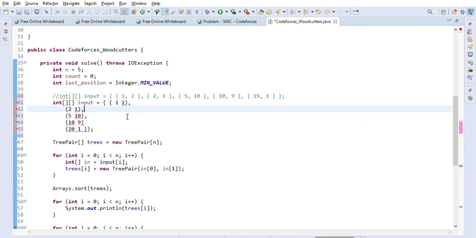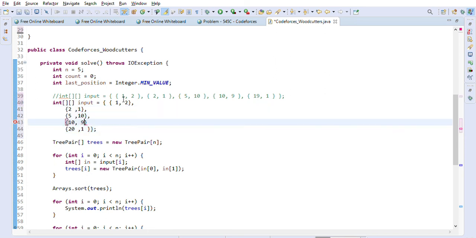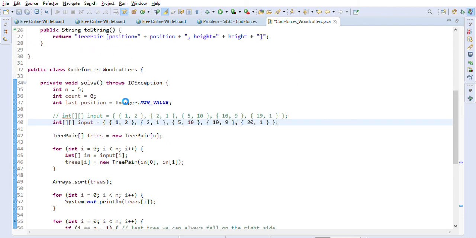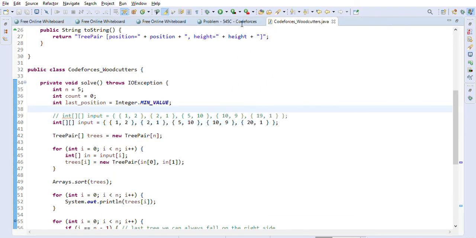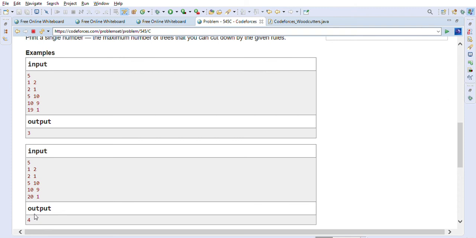And this comma we have to put in the middle, right? Because this is a two-dimensional array input that we are using here. So this is the input we created. Let's go ahead and execute this example as well and make sure it works. So now as you can see, we are getting 4, which is the correct answer. 4 is the correct answer for the second example as well.